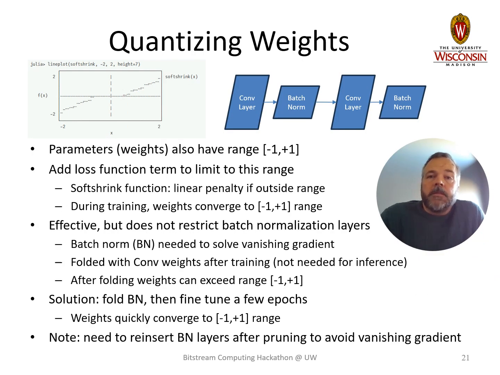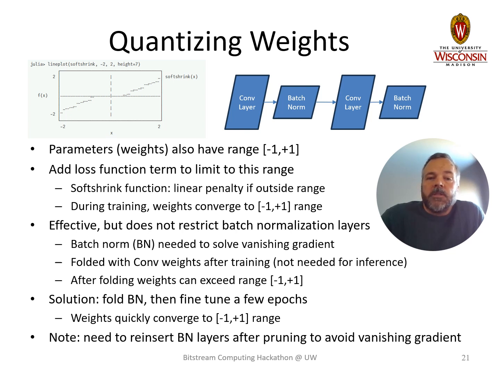Just as we have to limit the activations to the allowable range of -1 to +1, which is all that bitstreams can represent, we also have to limit the weights that are used as parameters in each of the layers to this range as well. Otherwise, we won't be able to perform proper multiplication with those weights. To achieve this goal, we add a term to the loss function for the overall network that penalizes weights that fall outside of this range.